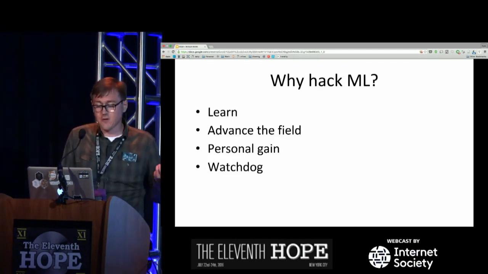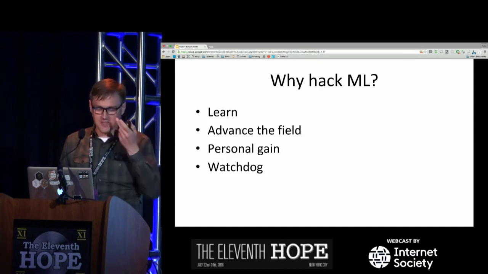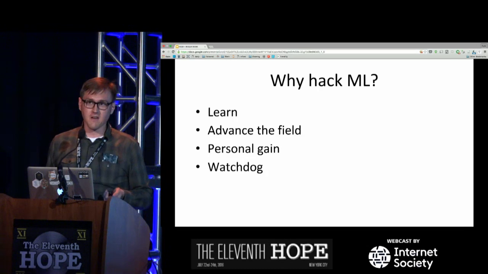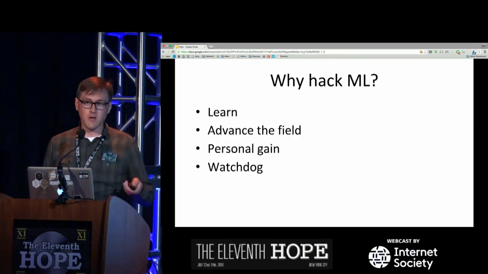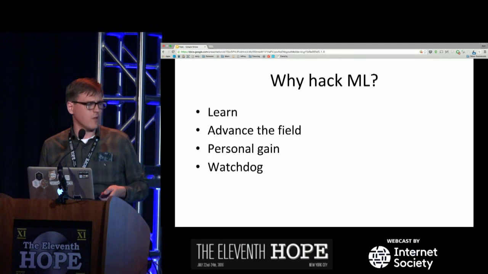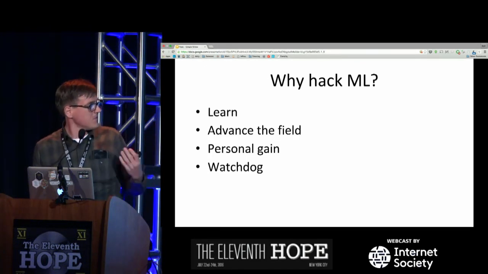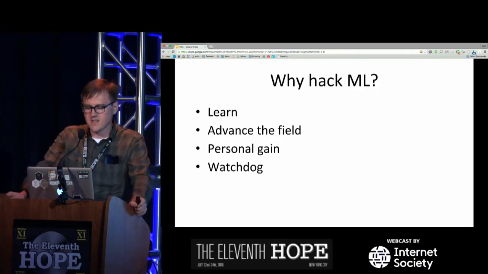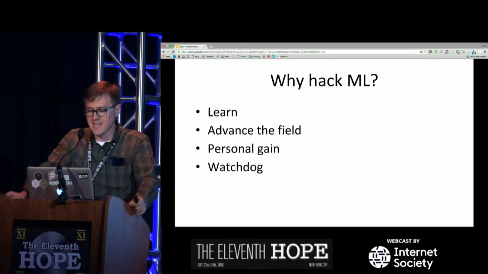Well, one, obviously, just to learn. That's very much in line with coming to a conference like this. I think, secondly, it can advance the field if we're identifying common mistakes people make in machine learning. Showing how they're exploitable is a good way of teaching people how to make better systems. There's some amount of personal gain, whether that's for, you want to build a system that benefits you or you're working on some project. And lastly, as a watchdog, and I think this is one of the critical points I want to bring up and why I wanted to give this talk today.